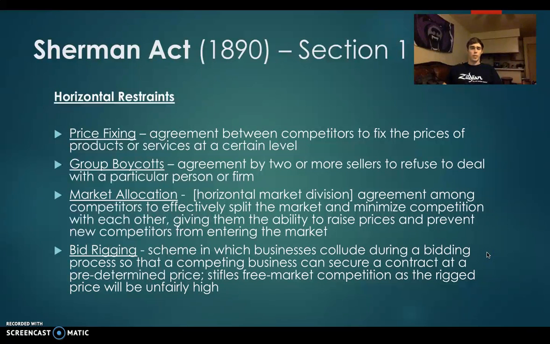Horizontal restraints. Price fixing is an agreement between competitors to fix the prices of products or services at a certain level. So going back to our basketball example, this would be if Wilson had a meeting with Spalding, and they said, why don't we just raise our prices to $200 for a basketball? Consumers won't have a choice. If they want a good basketball, they'll have to pay $200 for one.